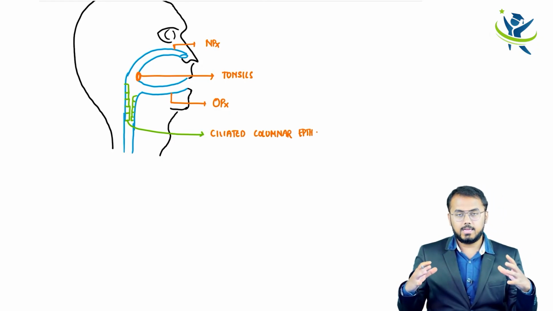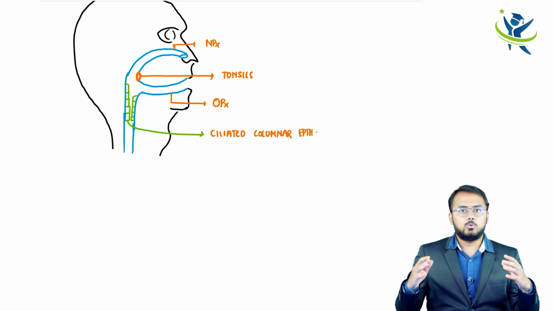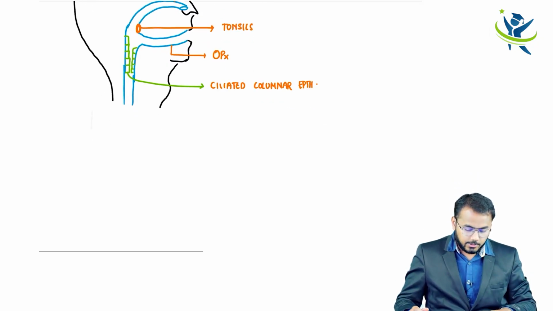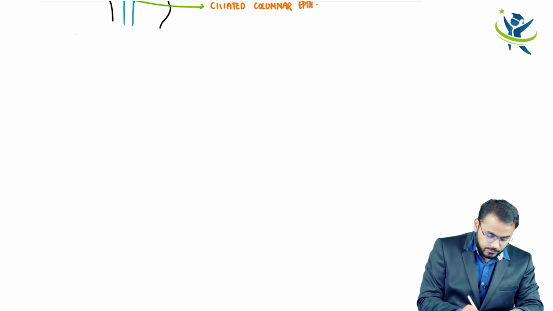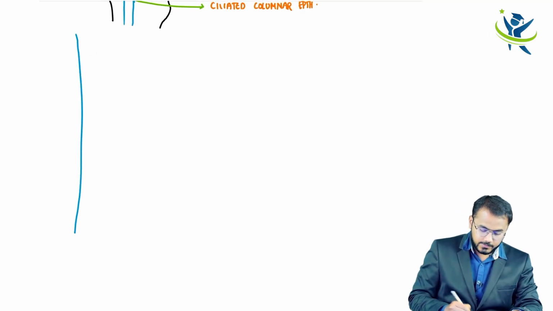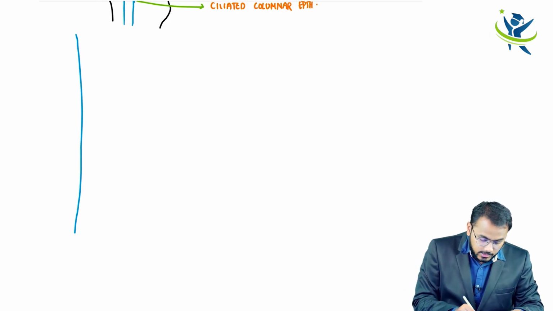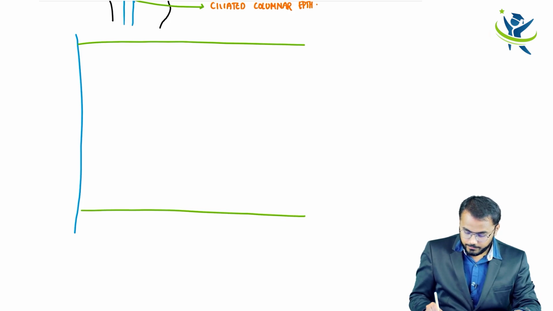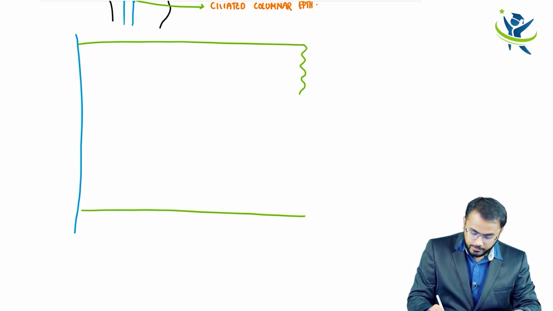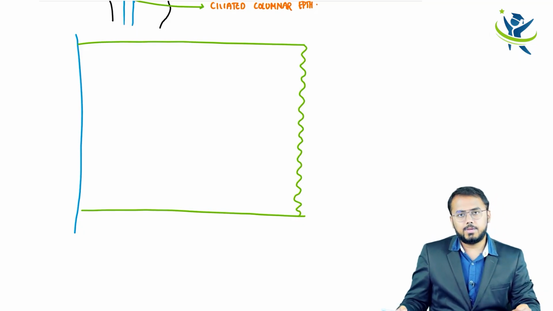I am going to draw it big and explain how things are going to happen here. So let me draw one ciliated columnar epithelium over here. First of all, this is the wall of the pharynx and this is your ciliated columnar epithelium, right? This wavy pattern which I am drawing is called the apical membrane.